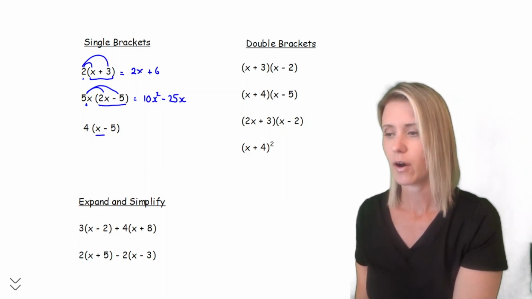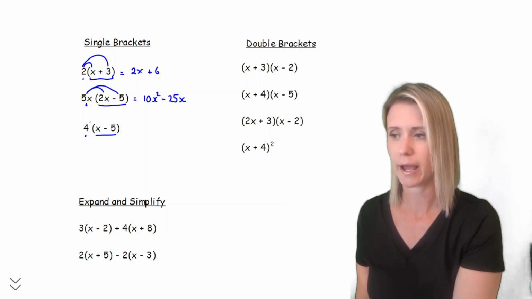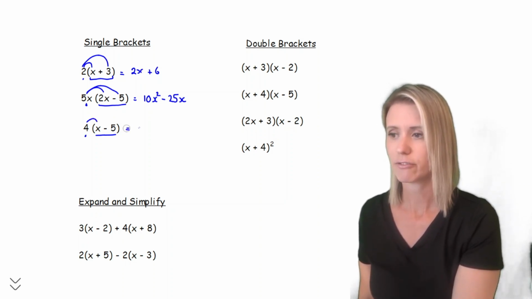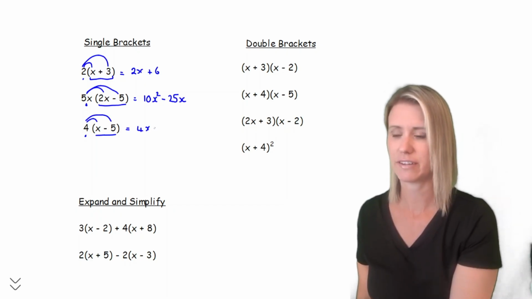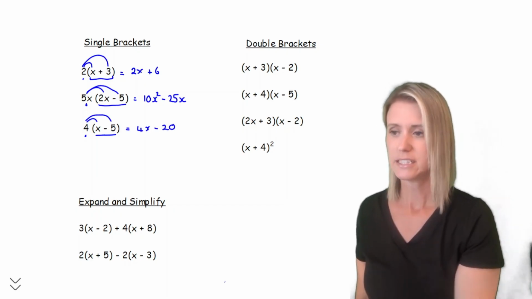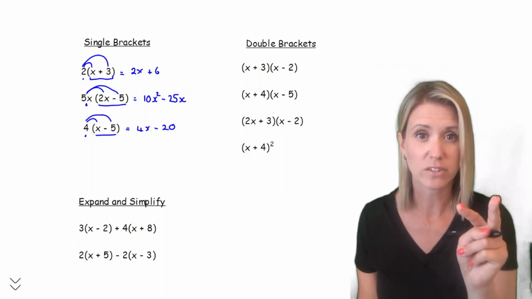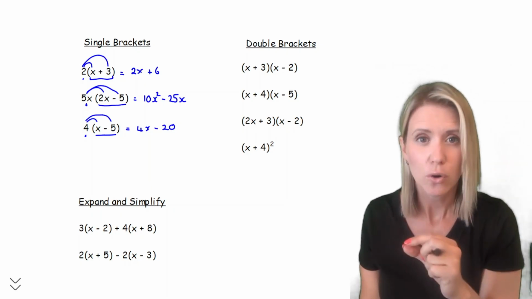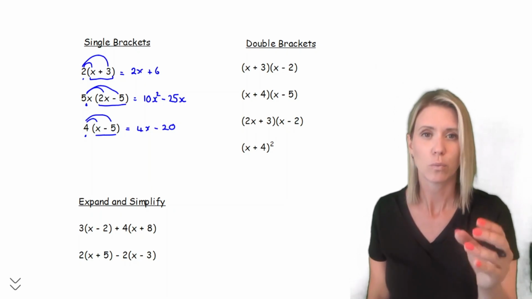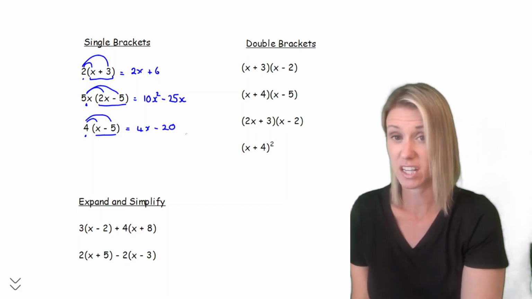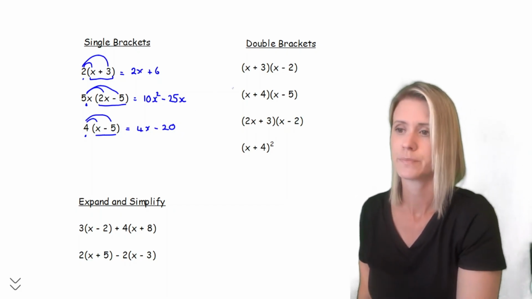The next one, the whole of x minus 5 is being multiplied by 4, giving us 4x. 4 times negative 5 is negative 20. So that's your single bracket. Just make sure you're multiplying both terms, or if there's more than 2 terms, all of the terms inside the bracket with the thing at the front, with the term, the number, whatever it is at the front.